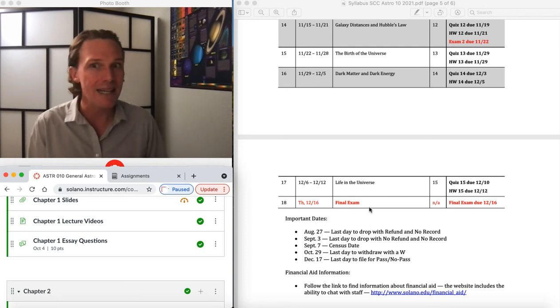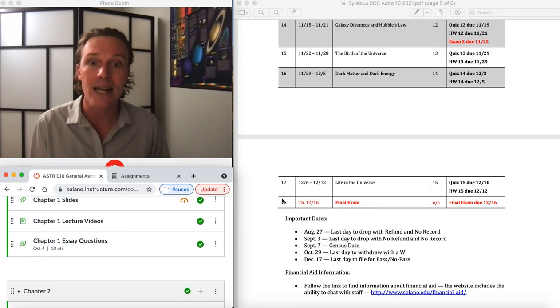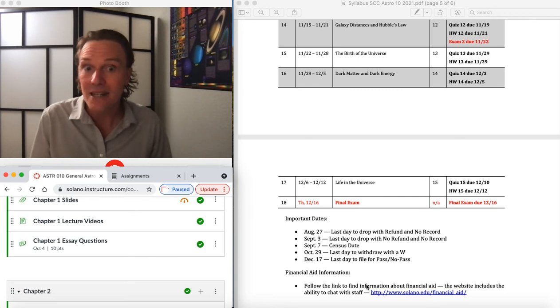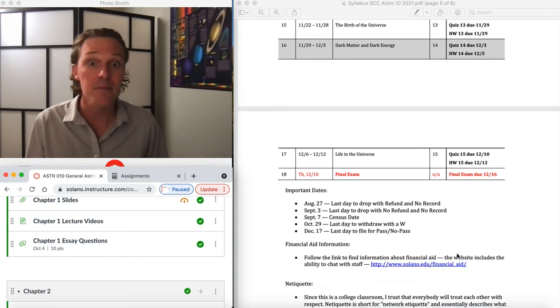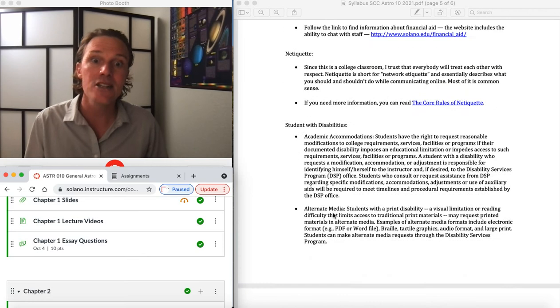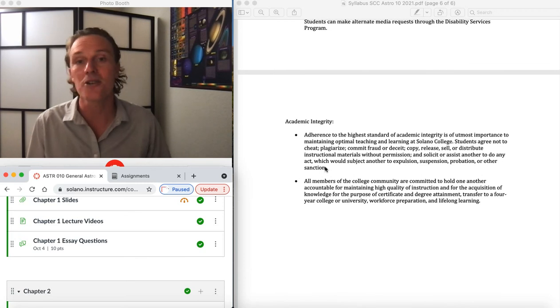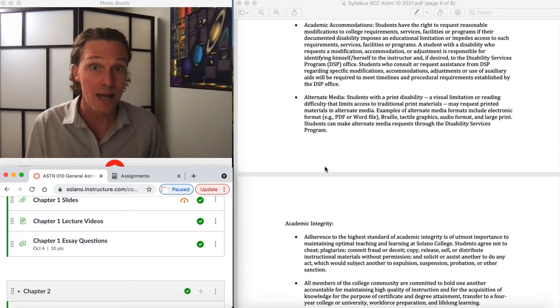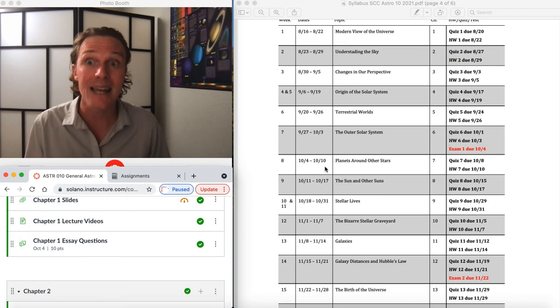Now, I won't have it graded yet. It'll take me about another 3 or 4 days to grade it, but you will know how you did, and you could change the pass, no pass at the very last minute, okay? And here is just some other relevant information about financial aid, netiquette, students with disabilities, and so on, including academic integrity, no cheating, okay? These exams are all meant to be taken individually.